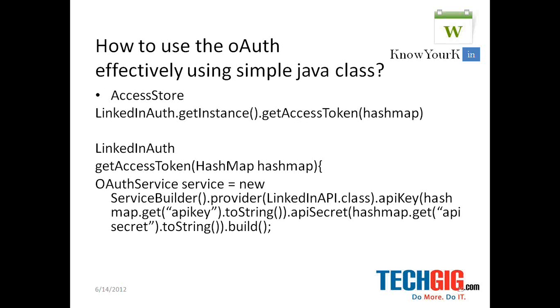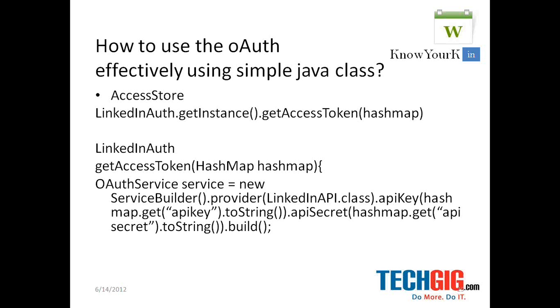So how to use OAuth effectively using a simple Java class is this. Basically, we have different entities where you have some kind of disconnect if you use RESTful web services. Say you are using the URL of a specific entity, for example a connection entity, you have to log in every time to access the resources from LinkedIn.